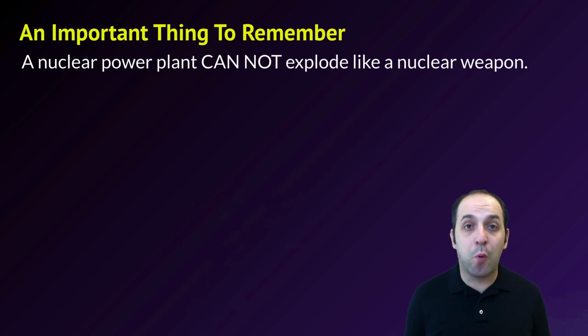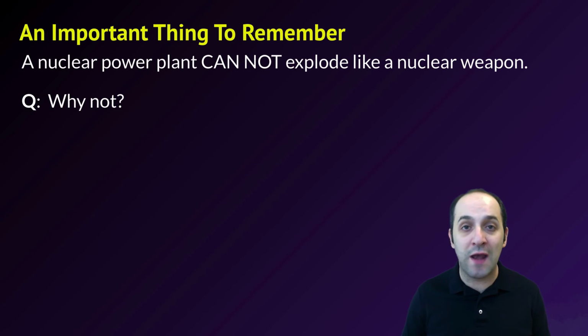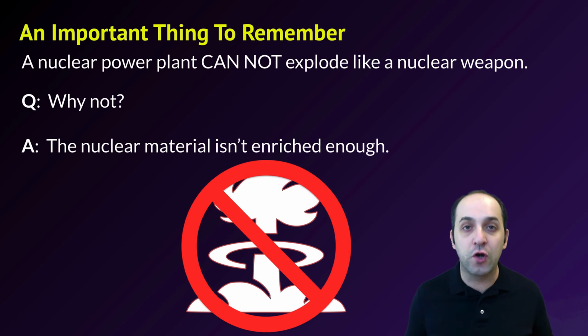So here's a really important thing that I want you to remember. Probably the most important thing for you to remember as a scientifically literate citizen of the world. And that is that a nuclear power plant cannot explode like a nuclear weapon. It just cannot happen. And so you might be asking why not? And of course, it has to do with the enrichment. The nuclear material is nowhere near enriched enough to undergo the kinds of uncontrolled fission reactions needed for a nuclear weapon type explosion. So that's really good, right?